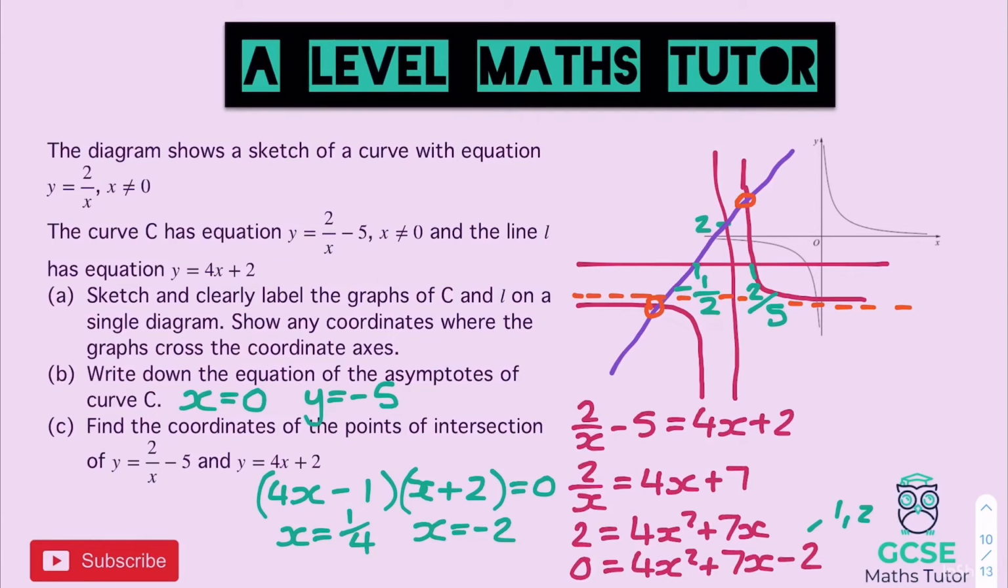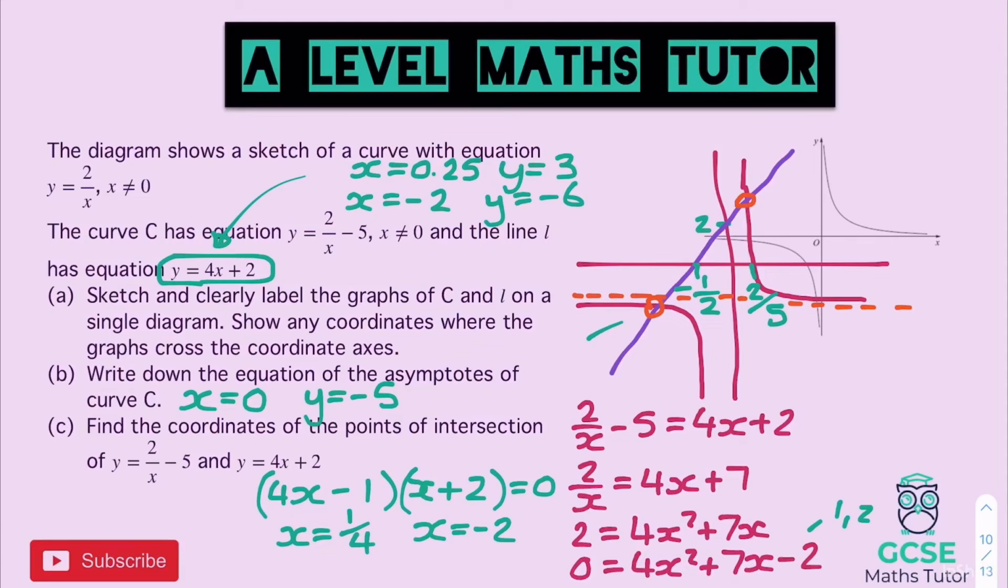So there's our 2 x coordinates, 1/4 and negative 2, and then we just need to sub that into one of the equations to get our y coordinates, and I think the easiest one here is probably y equals 4x plus 2. So if we sub it into there, when x equals 1/4 or 0.25, y will equal 4 times 1/4 is 1 plus 2 is 3, so y equals 3. For the other one, when x equals negative 2, well, 4 times negative 2 is negative 8, add 2 is negative 6, so y equals negative 6.